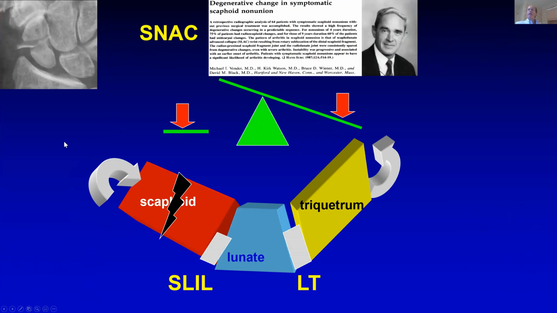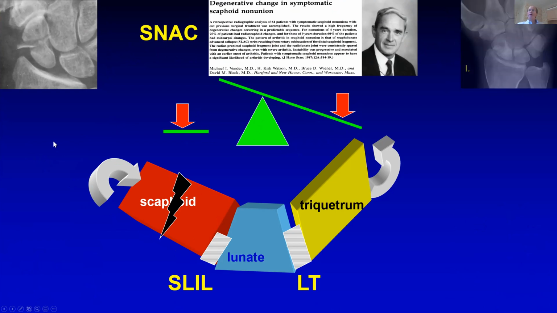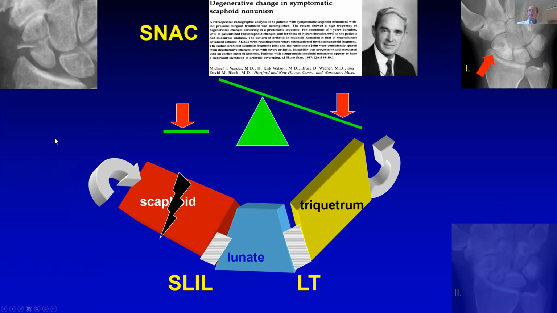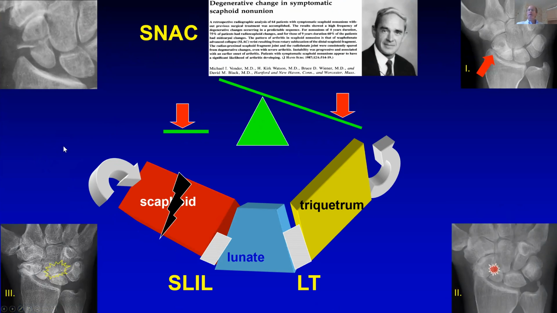Unlike SLAC wrist, ligament attenuation or rupture is not necessary for the development of the humpback scaphoid and DISI of SNAC wrist. As Watson described this 30 years ago, this is a predictable and relentless pattern of degenerative arthritis, generally sparing the radiolunate joint. The best defense against SNAC is to prevent it by early surgery on a scaphoid non-union.